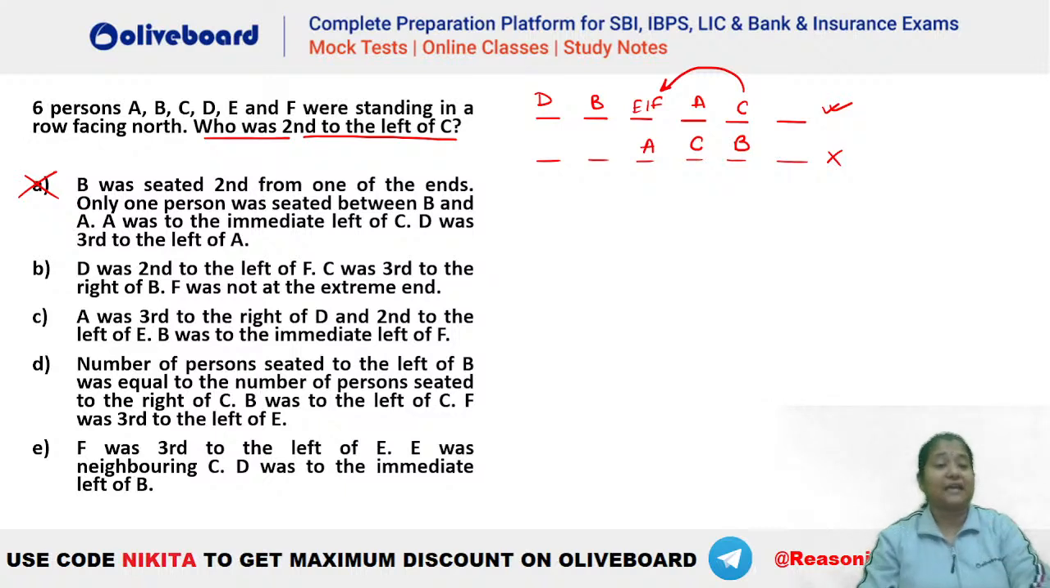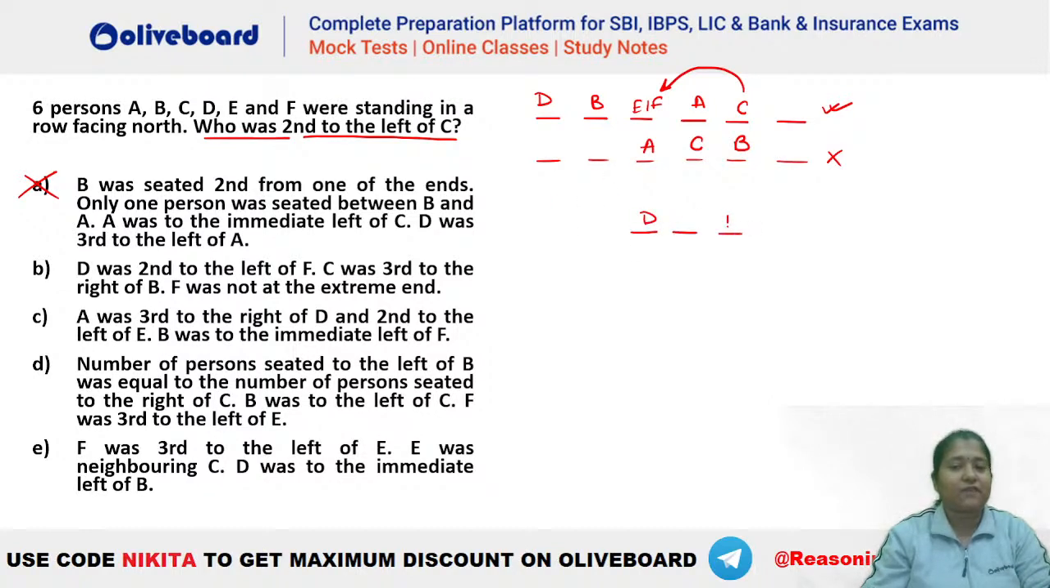Okay. Let's check the second one. Let's see. So D is second to the left of F. C is third to the right of B. F was not at the extreme end. Okay. So we have D is second to the left of F, something like this. F is not at the extreme end. That means at least one person should be there towards the right of F. Okay. Now we have C is third to the right of B. So you can see C third to the right of B can be like this also, isn't it? So you have these two possibilities here. So in either of the situations, who is second to the left of C, we cannot determine. Here we have F, here we do not know this person, right? So again we have possibilities. That means this is also not the right one.